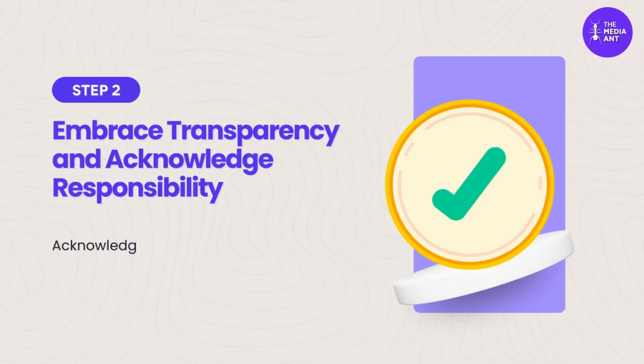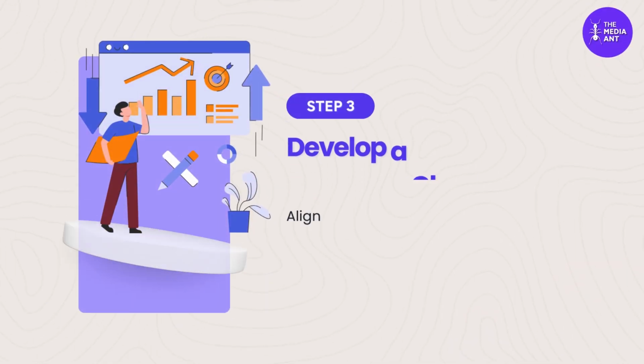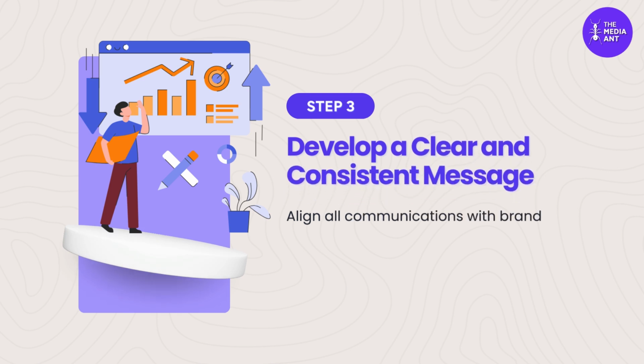Step 2, embrace transparency and acknowledge responsibility. Acknowledge the crisis openly, take responsibility, and demonstrate accountability to rebuild trust. Step 3, develop a clear and consistent message. Align all communications with brand values, tailoring messages for various channels.